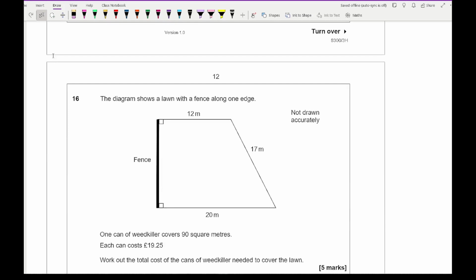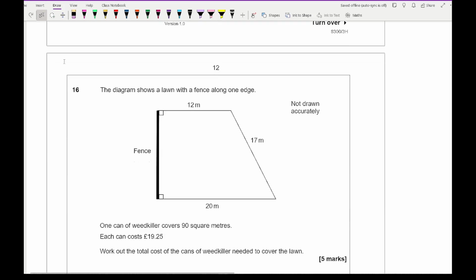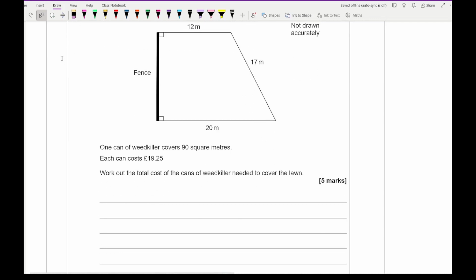Then moving on to question 16, it says that the diagram shows a lawn with a fence along one edge, and it says that 1 can of weed killer covers 90 square meters. Each can costs £19.25. Work out the total cost of the cans of weed killer needed to cover the lawn. So for this, what we need to do first is work out what this length here is. Now, how do we do that? Well, that length there is the same as this length here.